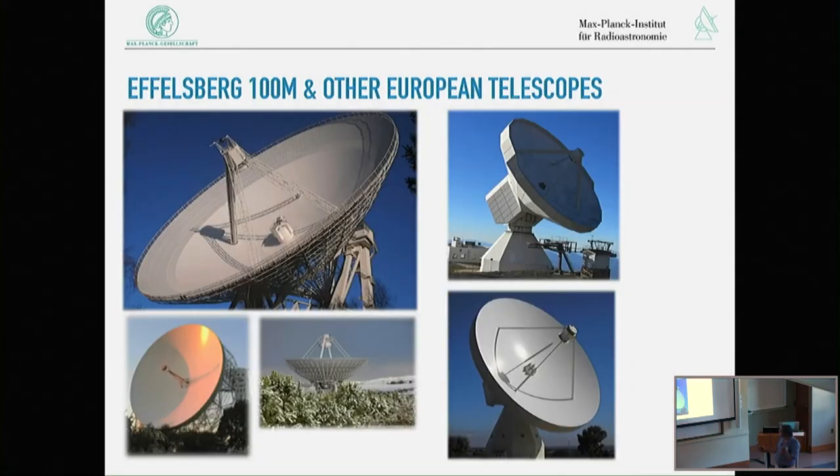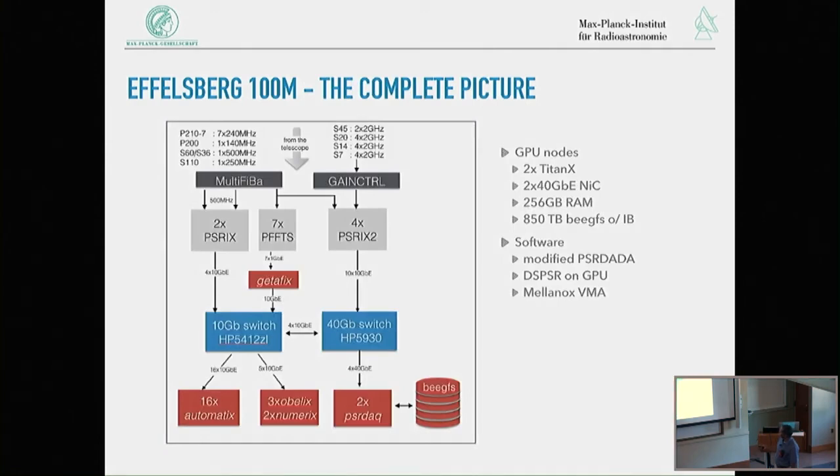So these are the telescopes: the 100-meter radio telescope, the Lovell 76 meter, Sardinia 64 meter, the Yebes 40 meter, and the IRAM 30 meter telescopes. This is how the instrument setup in Effelsberg looks, a variety of instruments generating a variety of bandwidths.